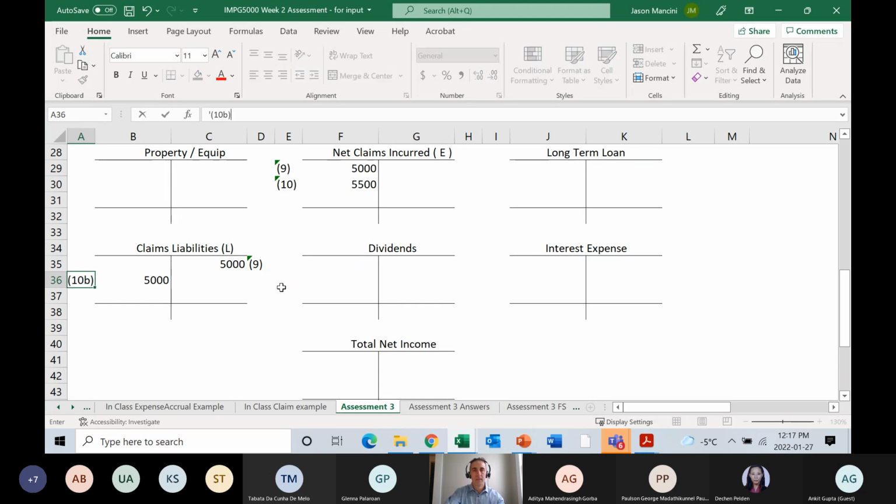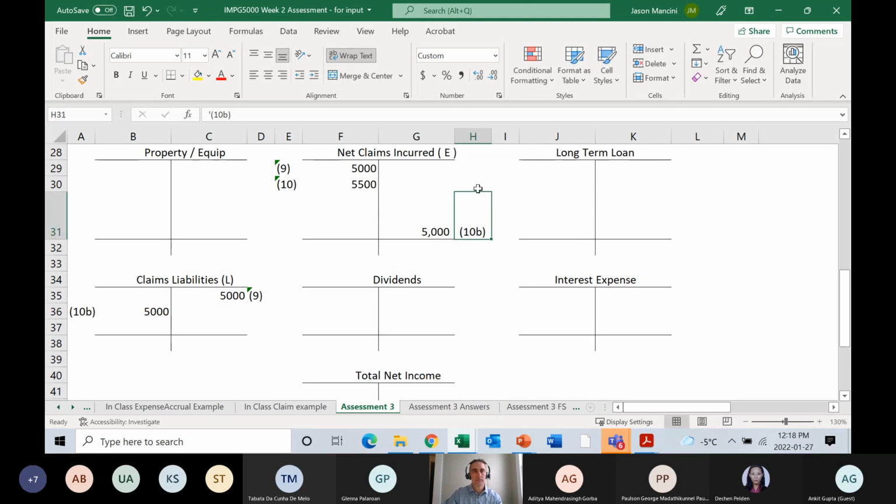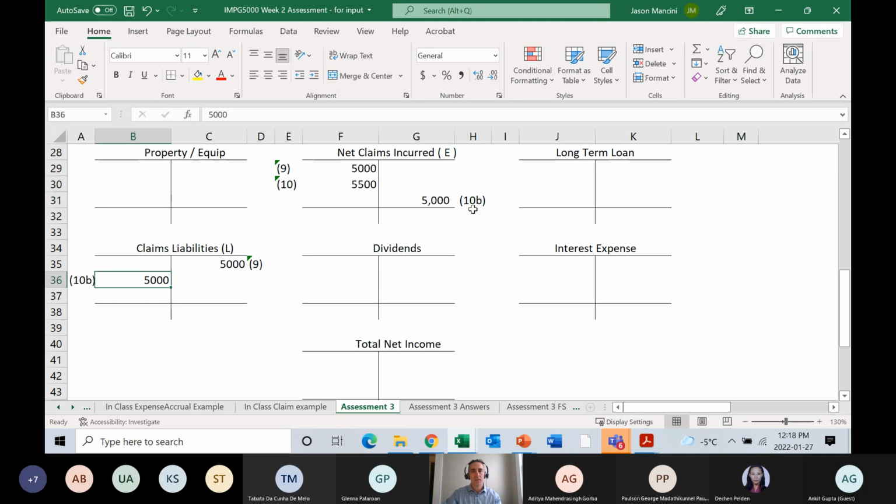We'll call that 10B, because that's the second part, is actually closing the claim. And like I said before, whenever there's a change in the claims liability, you're going to have the offset in net claims incurred. So this was left-hand side, right-hand side, 5,000. And this is the B part, okay? All right, so those two, that is our dual entry for the claims liabilities and net claims incurred. All right, I'll pause there.